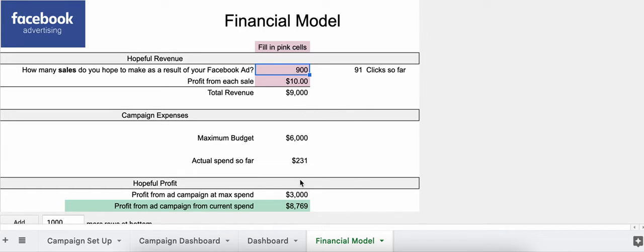Your manager is going to want to know that because they're going to be asking, how many sales are you going to need to make to break even so that our company at least isn't losing money? And so play around with that.